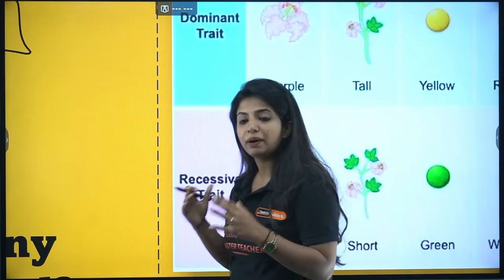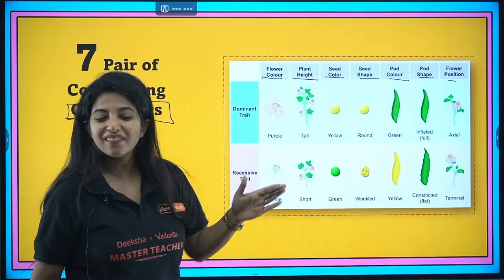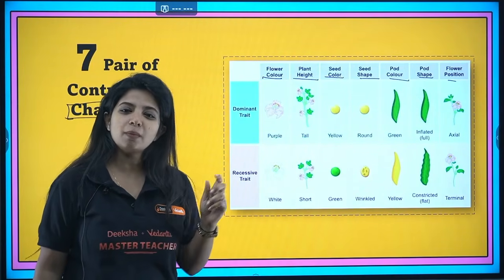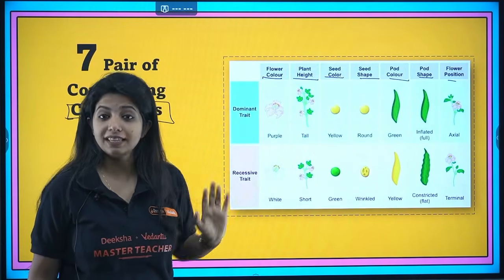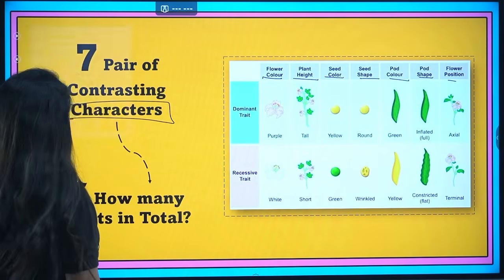He used to get better conclusions as well. So over here, ma'am, do we need to remember these 7 contrasting characters out there? The answer is yes. Do we need to remember the traits also? The answer is yes. How can you remember? The way is simple. All of them are having a pair.